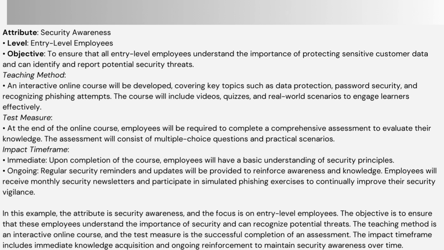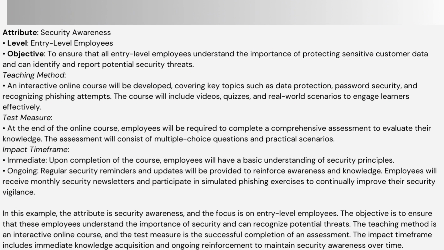Test measure. At the end of the online course, employees will be required to complete a comprehensive assessment to evaluate their knowledge. The assessment will consist of multiple choice questions and practical scenarios. The impact timeframe should be immediate. Upon completion of the course, employees will have a basic understanding of security principles. Ongoing means that regular security reminders and updates will be provided to reinforce awareness and knowledge. Employees will receive monthly security newsletters and participate in simulated phishing exercises to continually improve their security vigilance.